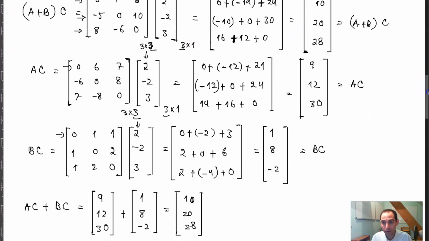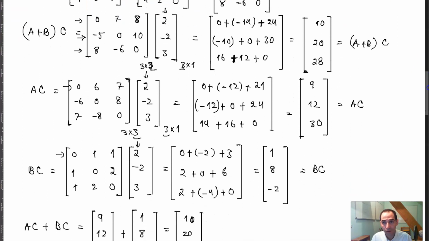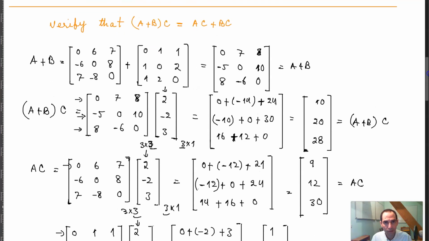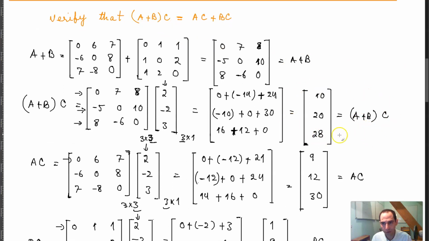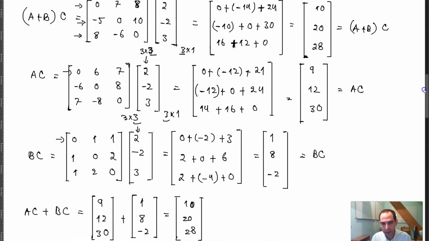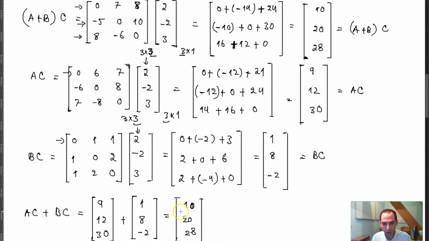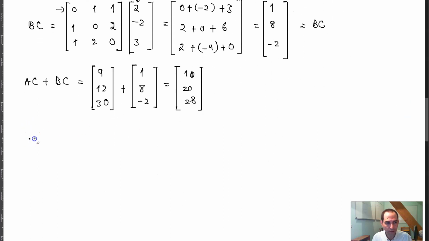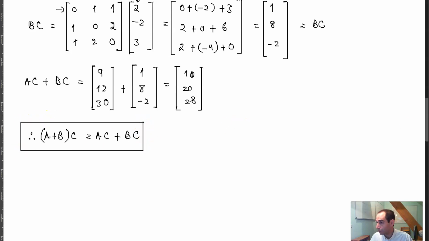Now, we wanted to show that (A plus B) times C, which is this matrix over here, is equal to AC plus BC. You can actually see that this matrix 10, 20, 28 is exactly equal to AC plus BC, which means that (A plus B) times C is actually equal to AC plus BC. That is what we wanted to show. And that we call the distributive law in matrix multiplication.